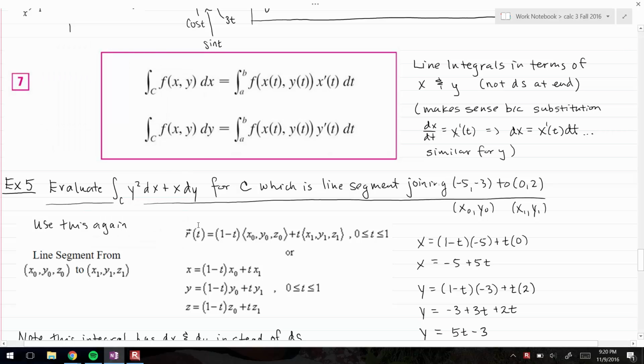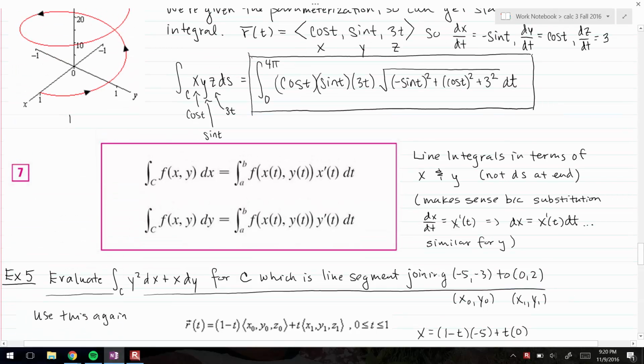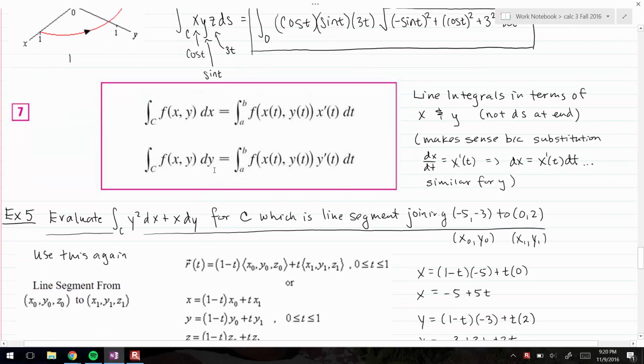All right, we're in section 16.2 and we're about to do example 5. So 16.2 is line integrals, and so far we've been doing line integrals that have a ds at the end. So now we're going to see ones that have a dx or a dy at the end, or as it turns out, in the middle, which is really weird. But anyway, look out for that ds situation is what we had before.